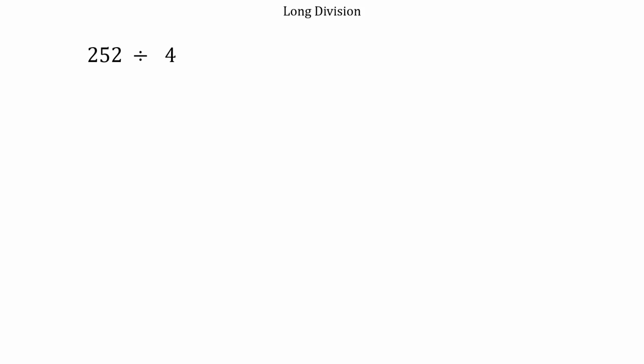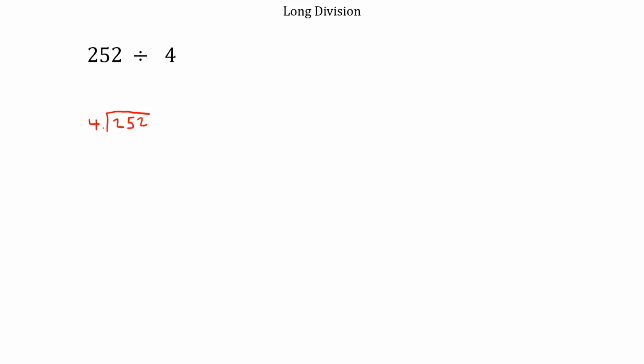Hi class, in this video we're going to be reviewing long division. And here's our example. For the process of long division, we see 252 divided by 4. The 252, which is the number on the left hand side, will always go on the inside, and the second number will always go on the outside.